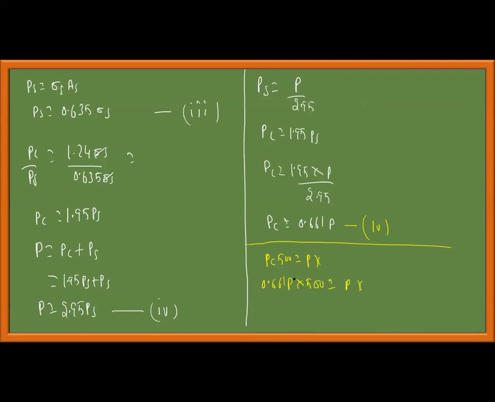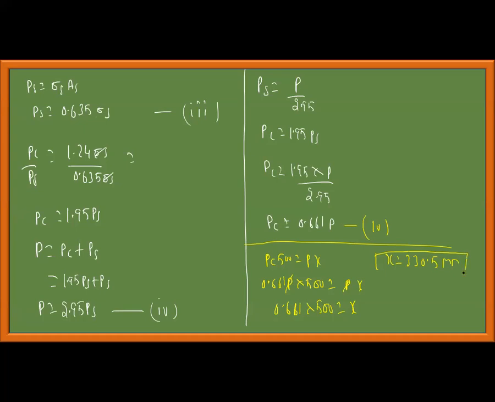All that we did until now is to express this in terms of only one unknown. Okay. Now 0.611 into 500 is equal to my X. Tell me, what is that? 330.5. Okay. X is equal to 330.5 mm.